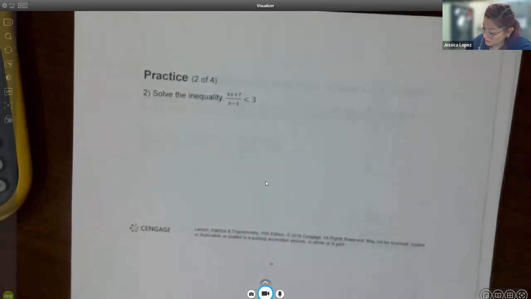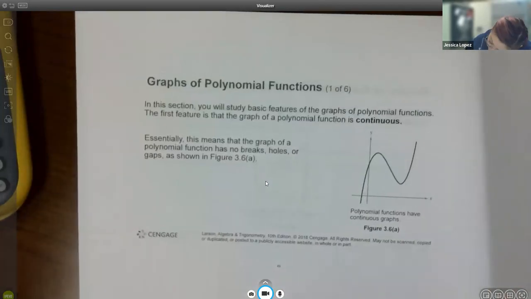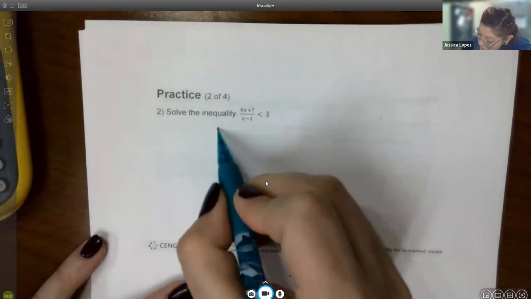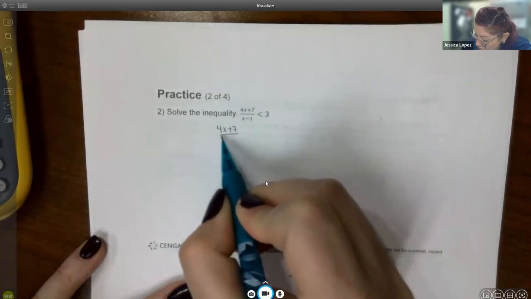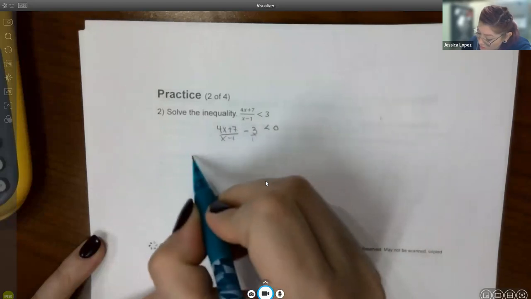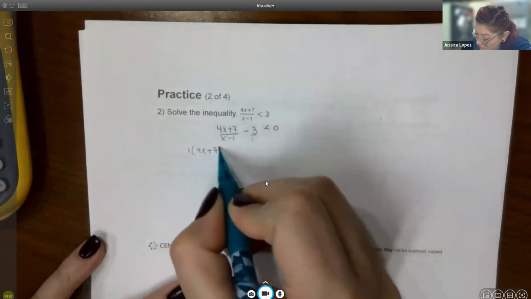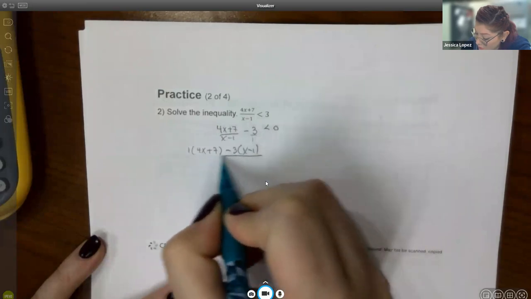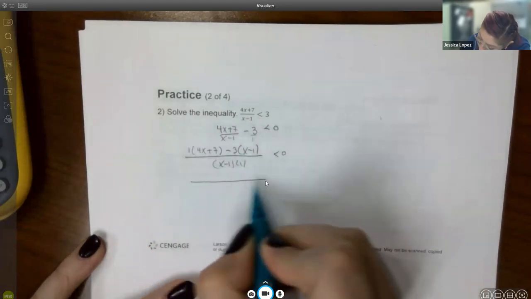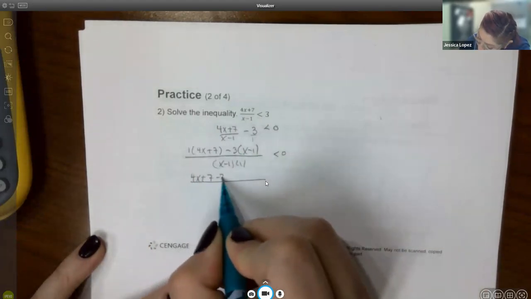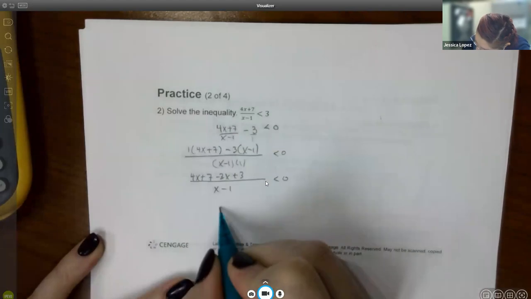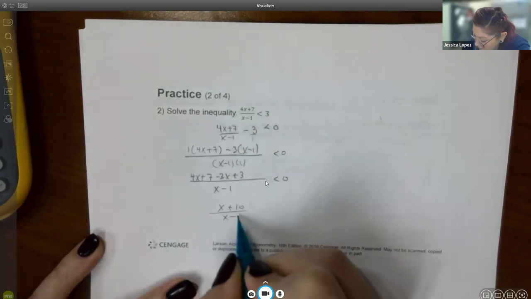Now, similarly, we have a couple of extras to try. We've got about 3 more. So this one is not equal to 0. So we do have to do 4x plus 7 over x minus 1 minus 3. And then we're going to use that property. So we get 1 times 4x plus 7 minus 3 times x minus 1 over x minus 1 times 1. Which gives me 4x plus 7 minus 3x plus 3 over x minus 1. And that gives me x plus 10 over x minus 1.